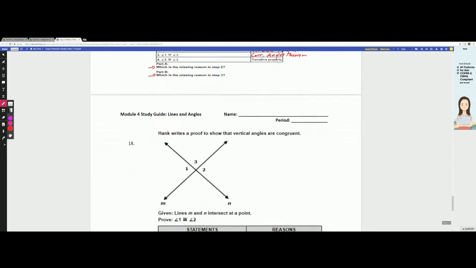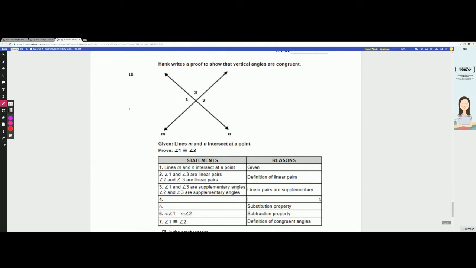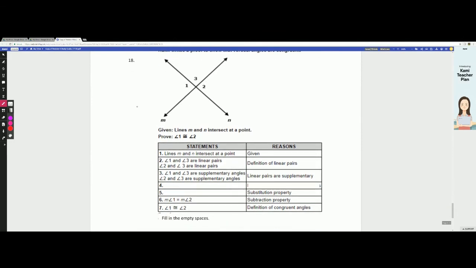All right, and again, that's the postulate or theorem. For some reason, I can't remember the difference right now. I'm tired. It's late. All right. So there we go.